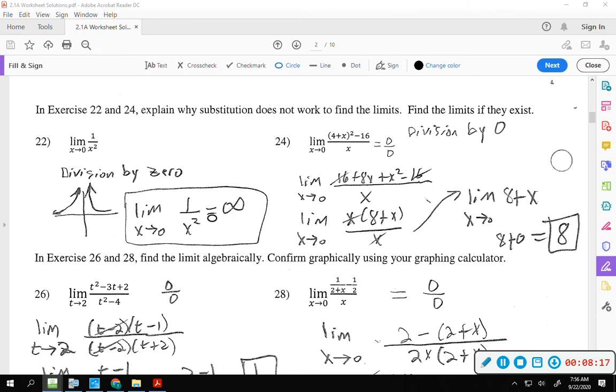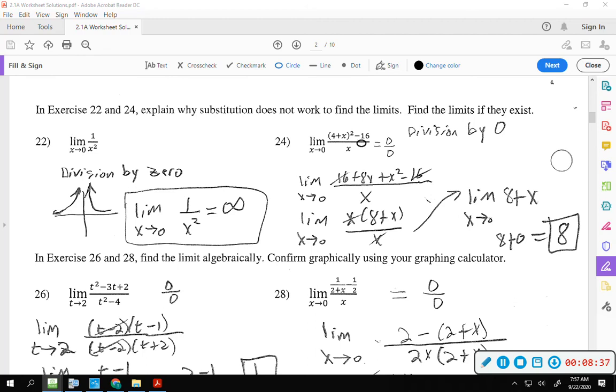The AP test will let you say either infinity or does not exist, because some textbooks say that you cannot have infinity or negative infinity as a limiting value. But we are going to. Okay? Something like this will be written both ways on the AP test.